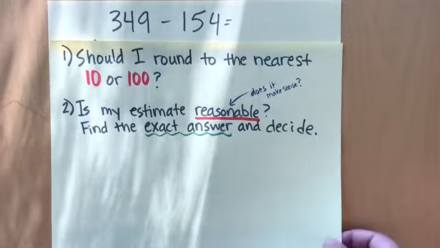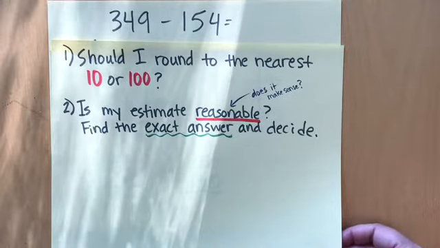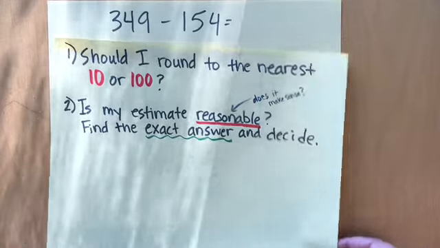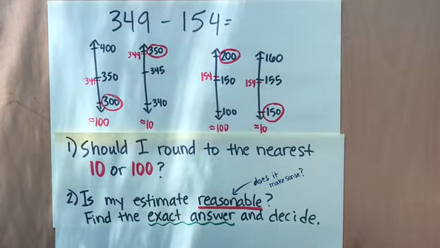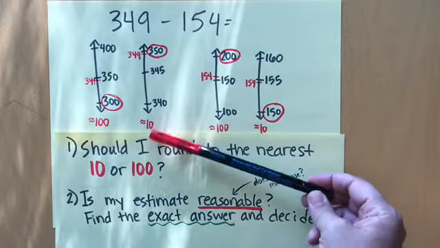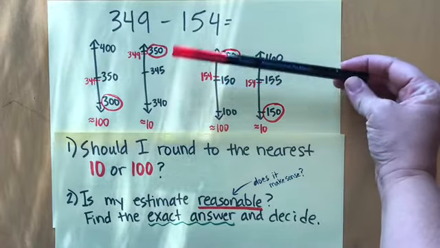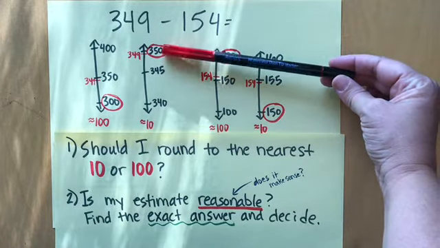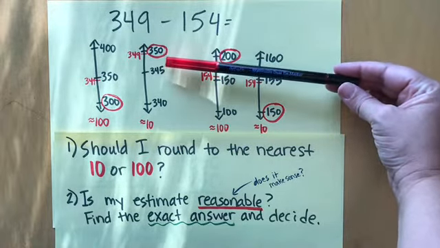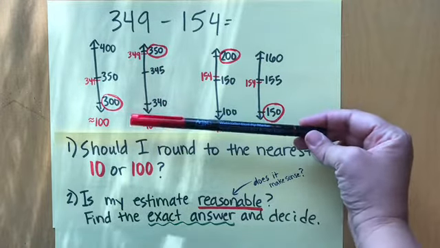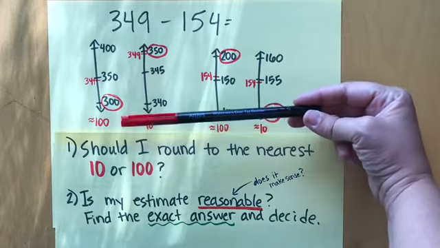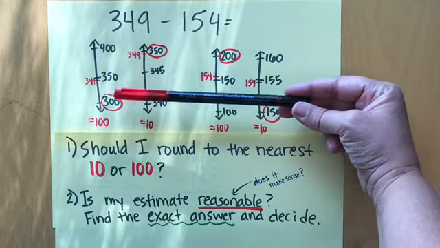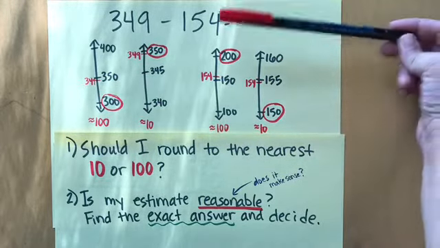Now that you've estimated, let's go ahead and look at how some of your reasoning could have been. When we're trying to estimate 349, if you round to the nearest 10, it would have been between 340 and 350. It would have rounded 1 up to 350. If you had rounded to the nearest 100, it would have rounded to 300 because it was 1 below the midpoint.